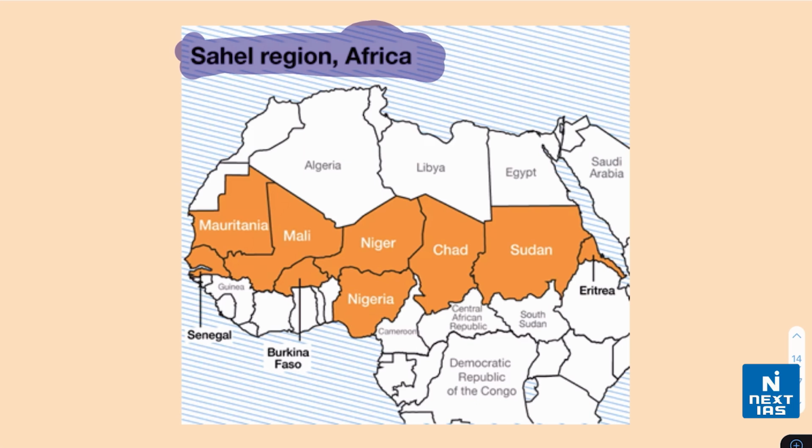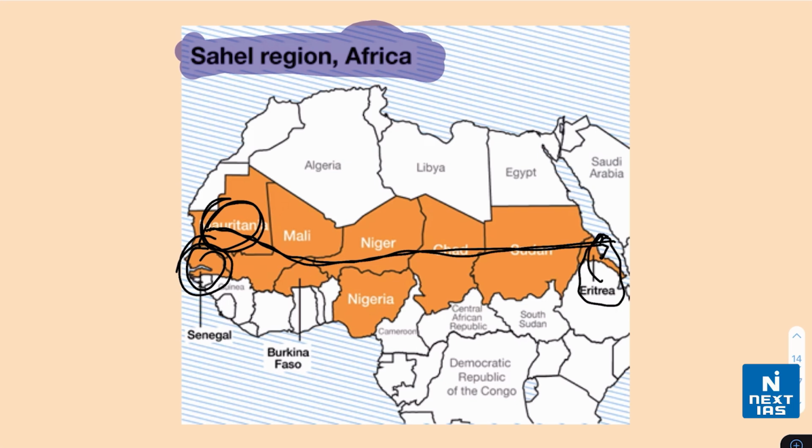It consists of 10 countries. It is situated in a straight-line sort of belt, with Senegal and Mauritania to the west, and it ends at Eritrea on the eastern coast. So we have Mauritania, Senegal, Mali, Nigeria, Niger, Chad, Sudan, and Eritrea, and some part of Algeria as well, which is known as the Sahel region of Africa. And here we have Burkina Faso.